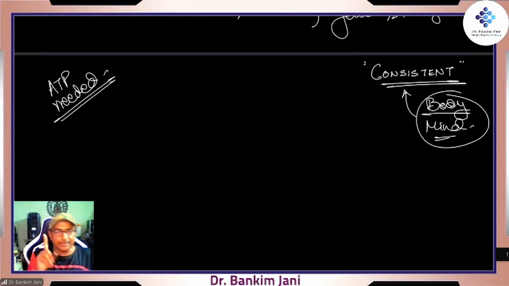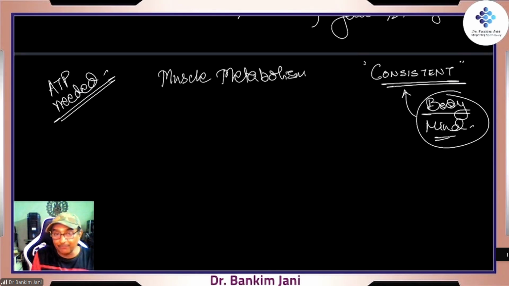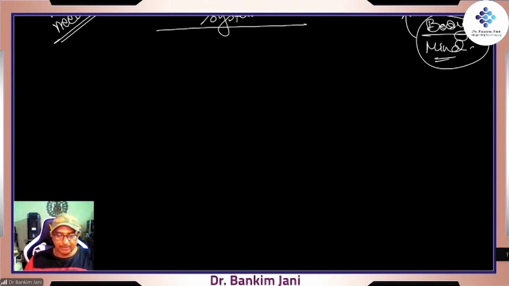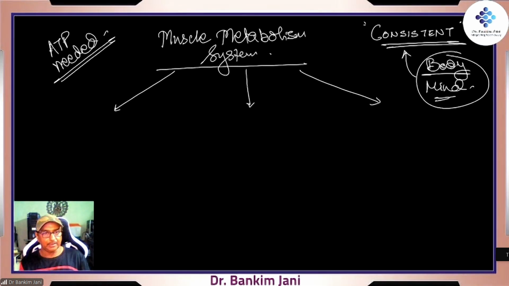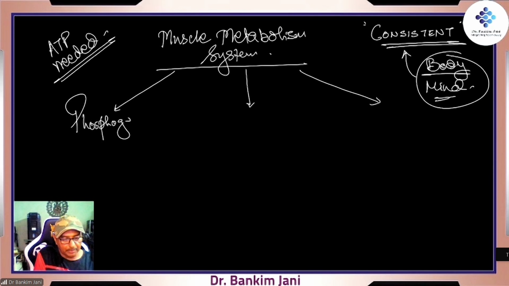Right? So over here, ATP is needed. Whatever work we do, ATP is needed. So this is what is called muscle metabolism. Everything is getting metabolized by muscle. So this is the muscle metabolism system. We'll divide it into 3 parts, and the moment we divide, you will know what we are talking about. The first is called the phosphogen system. We can once again divide it into 2 parts. ATP is needed.